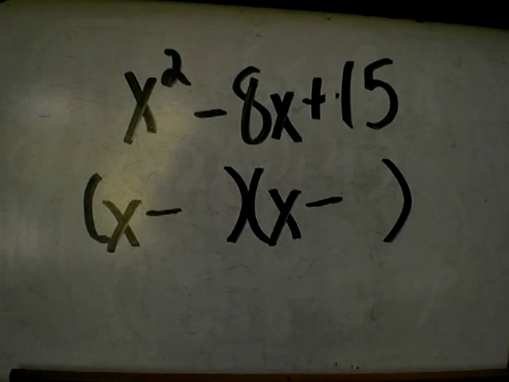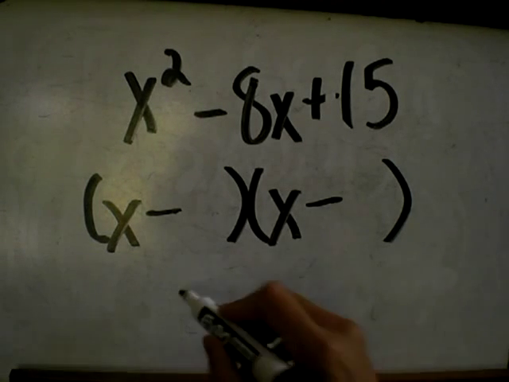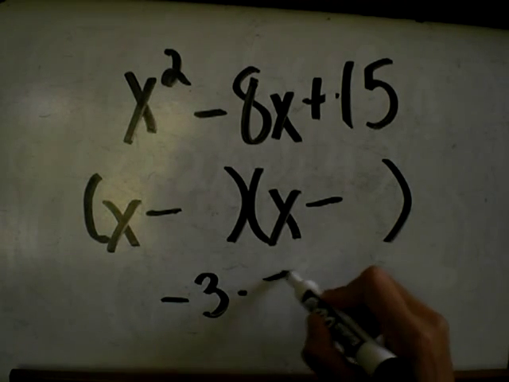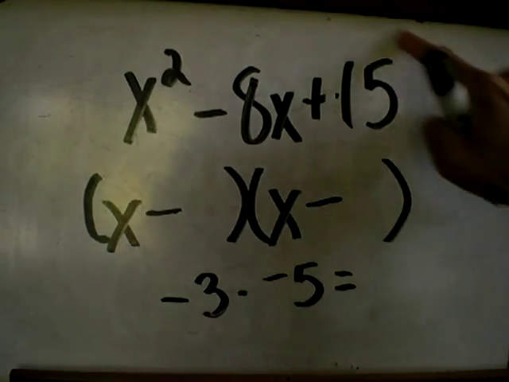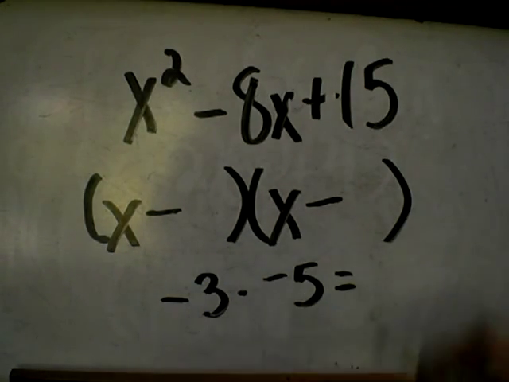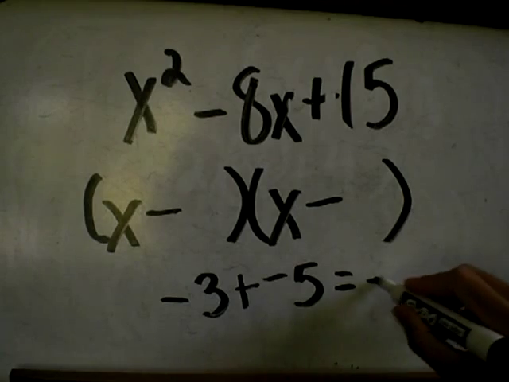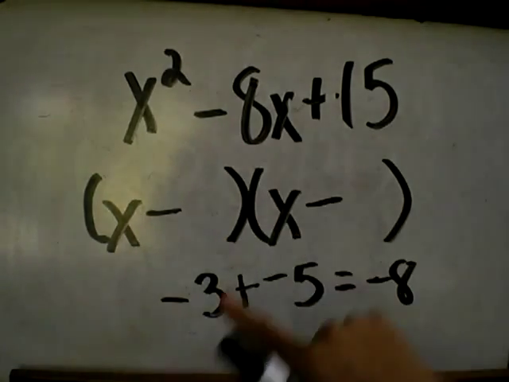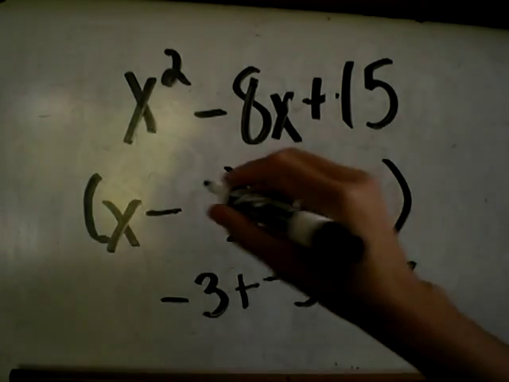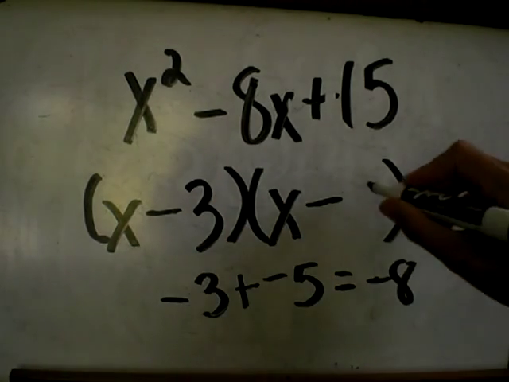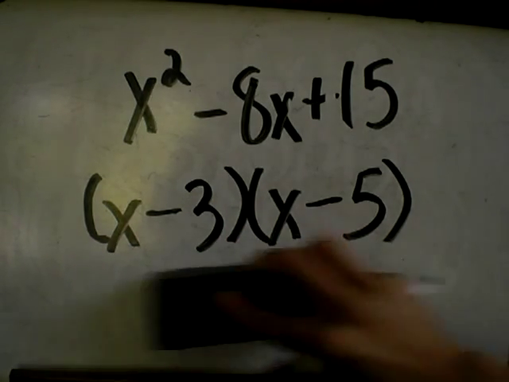We could try negative 3 times negative 5. Does that give us positive 15? Sure does. And then let's try adding them together. Negative 3 plus negative 5 sure does give us negative 8. So now we know that this is negative 3 and then negative 5.